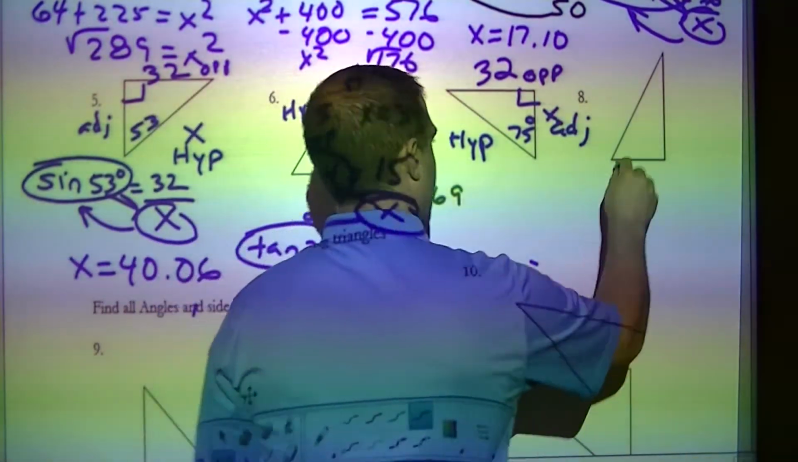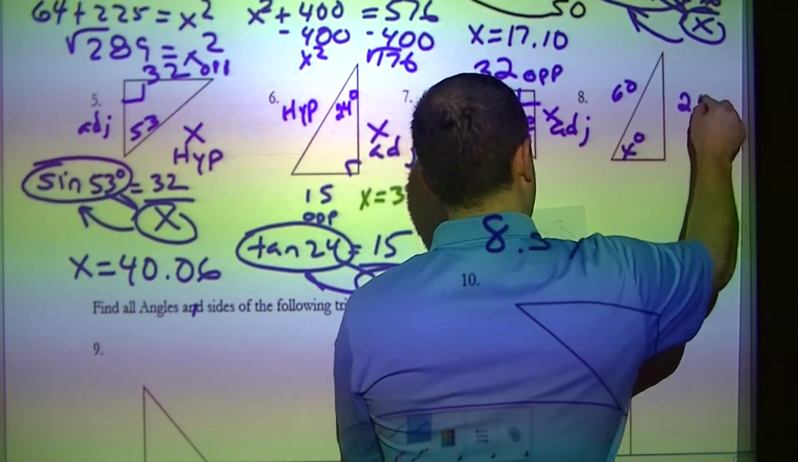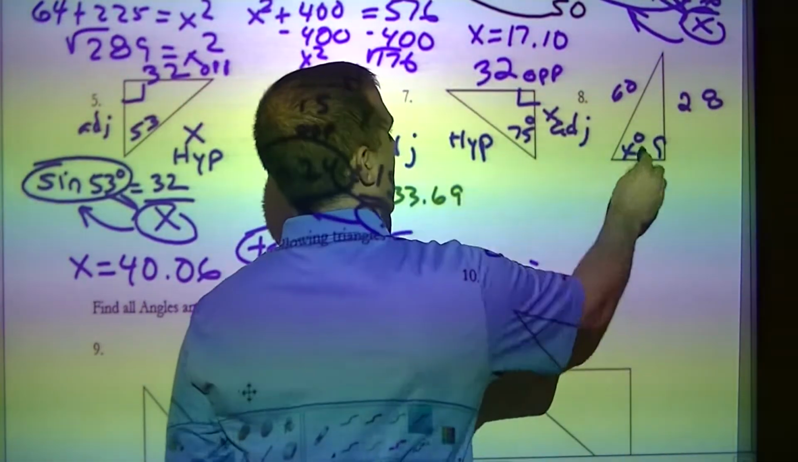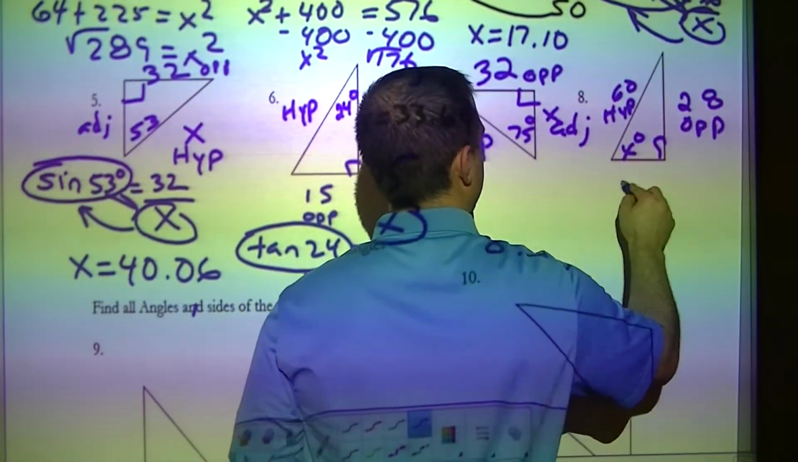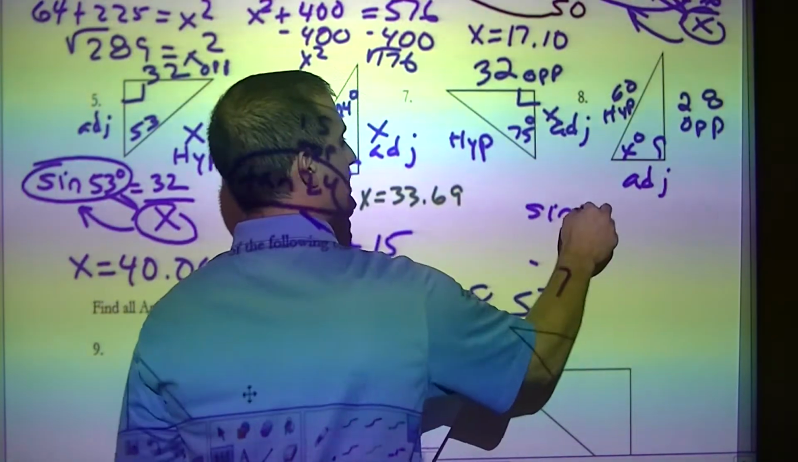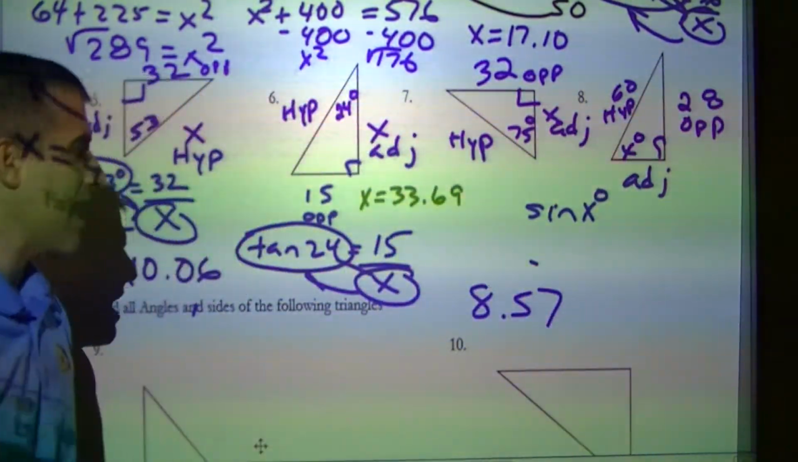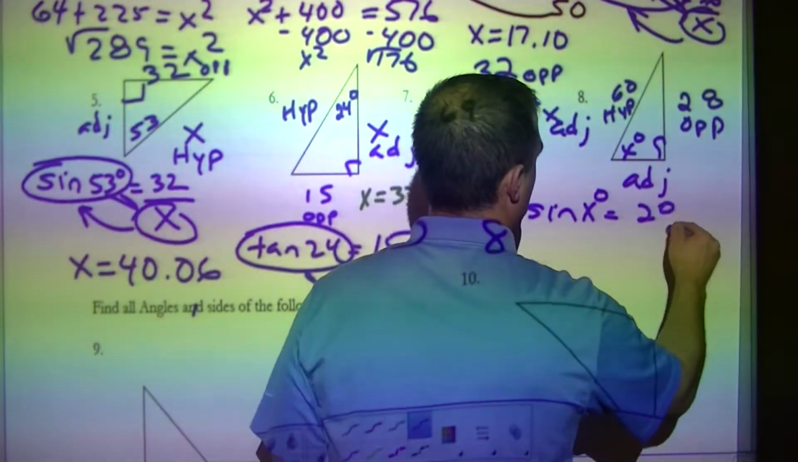On this one I've got x degrees. We've got 60 and I've got 28. Obviously this is the hypotenuse. The diagonal here is opposite. This is the adjacent. O and H is what I have, so sine. Now in this case I don't know my angle, so that's x degrees equals 28 over 60.